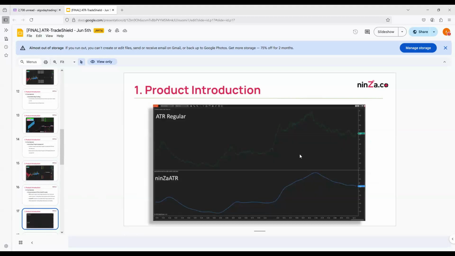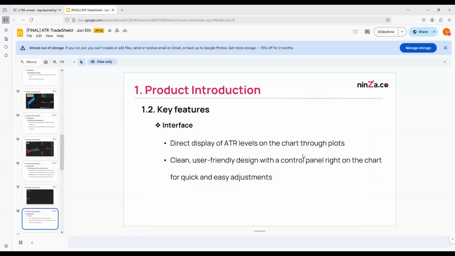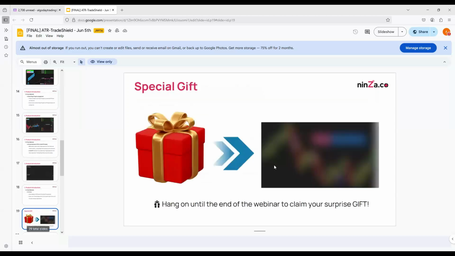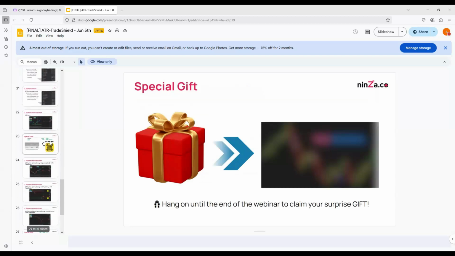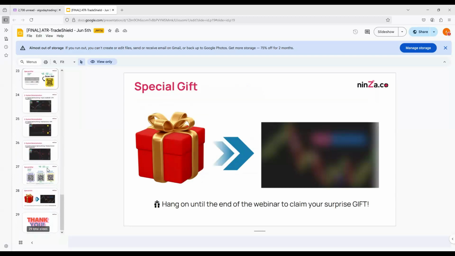Okay, so this is all the stuff available in the settings. Again, I did not change anything in the settings, so it displays the ATR. Of course, we saw the ATR lines. There was a gift. You want the gift now? Okay, how about look at the gift now? Where's the gift? Where is the gift? Gift.